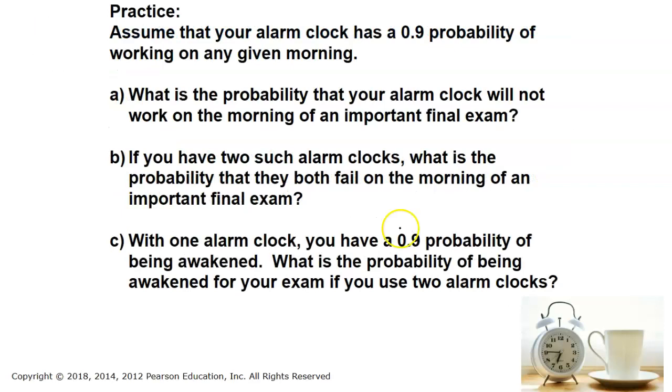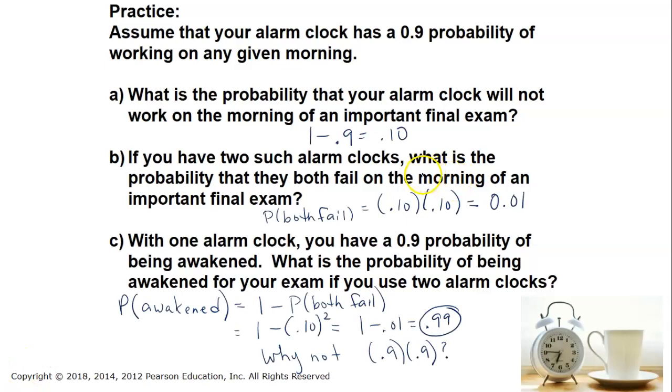Okay, here's an example that I would like for you to try dealing with your alarm clock. So if you'll pause the video and try this one and then check your answer. Okay, these are the answers that you should have gotten. Assume your alarm clock has a 0.9 probability of working on any given morning. So the probability that it will not work would be the complement to that. So 1 minus 0.9 will give me 0.10.